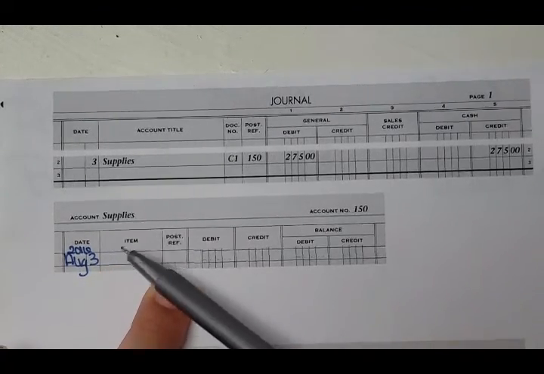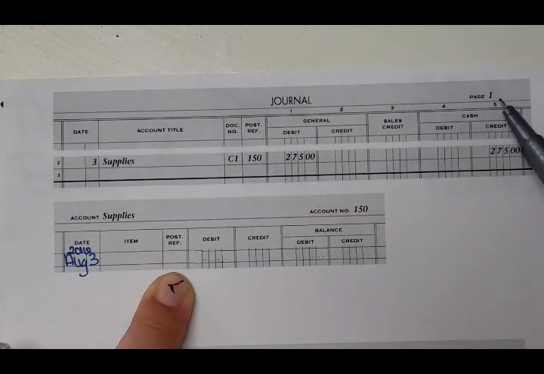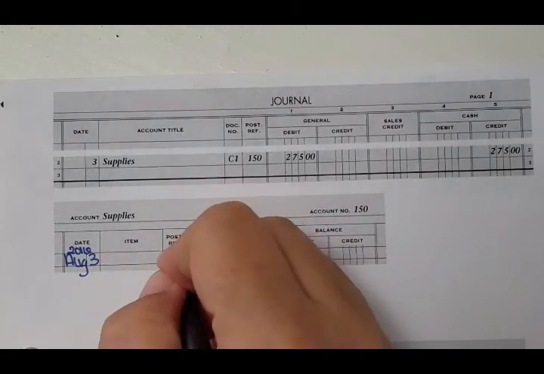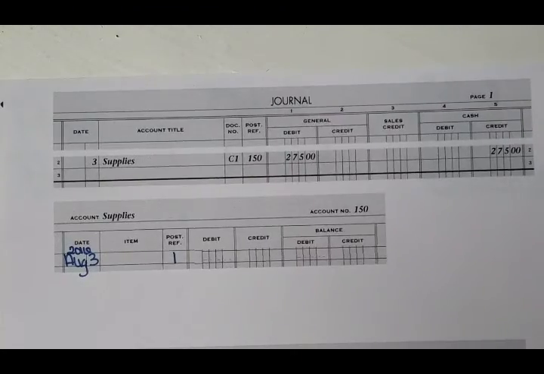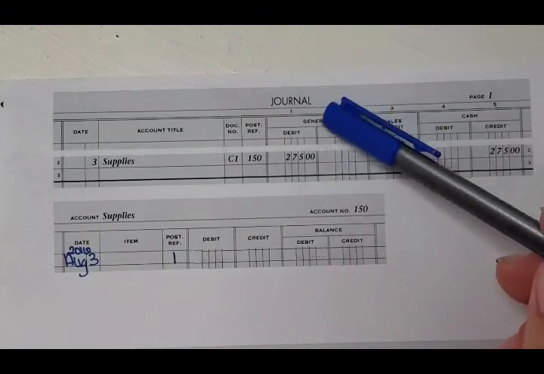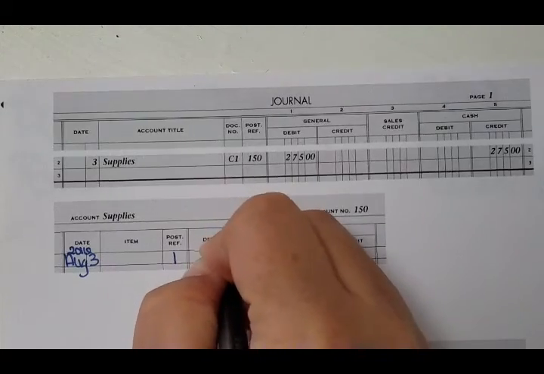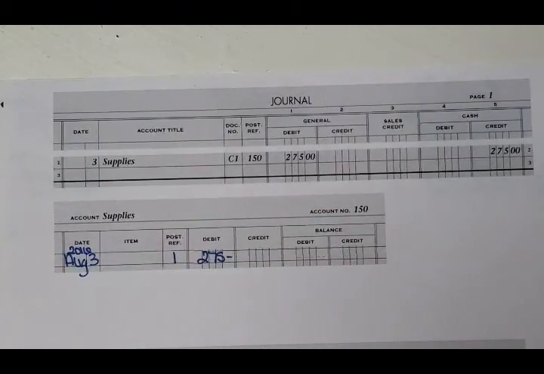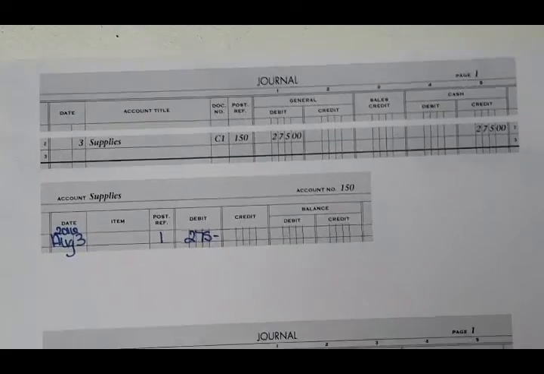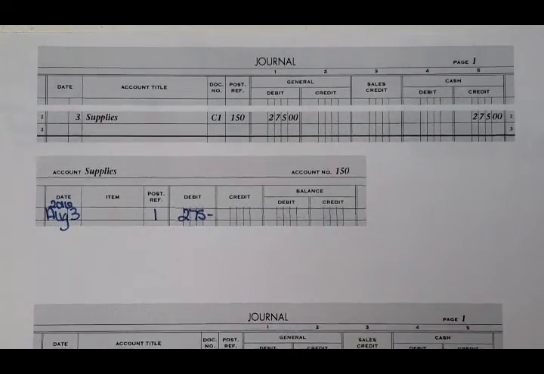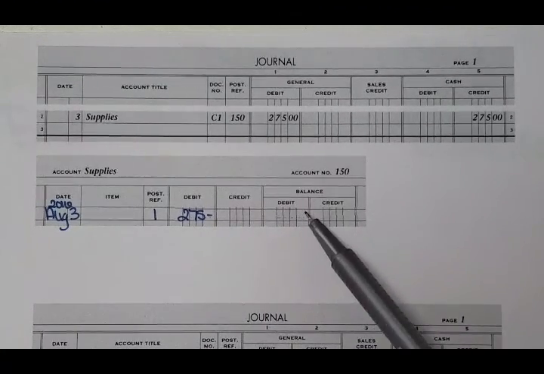Step number 2 was your post reference. That is, where do we know that this happened? Well, we know it happened because it came from journal page number 1. So all I have to do is put a 1 there. The next step was to write the amount in the appropriate debit or credit column. This is easy. All we have to do is copy. This was a debit of $275, so it's still going to be a debit of $275. The next step is calculate the balance. Okay, we have to put this in the balance column.